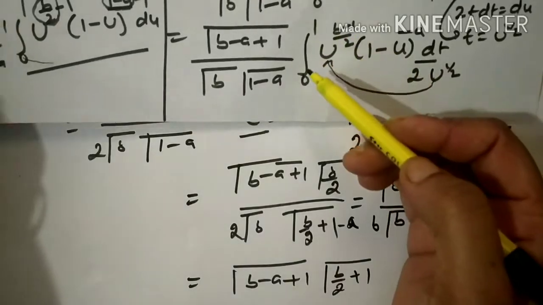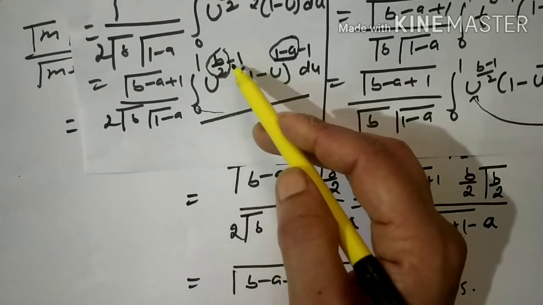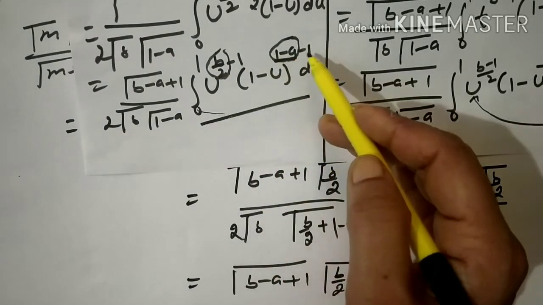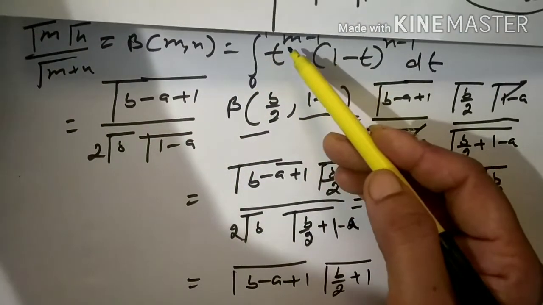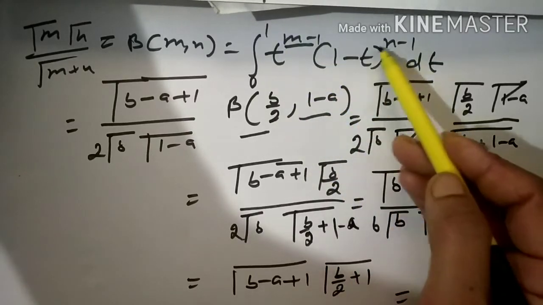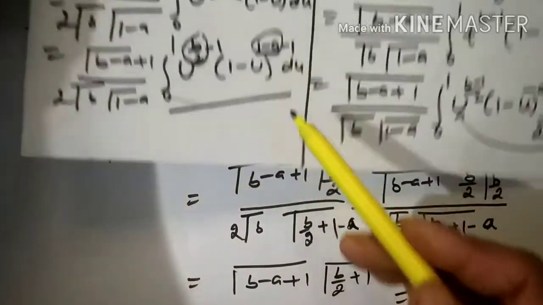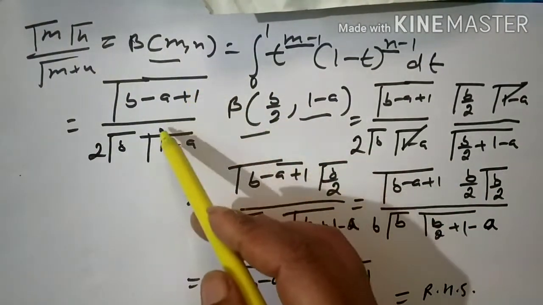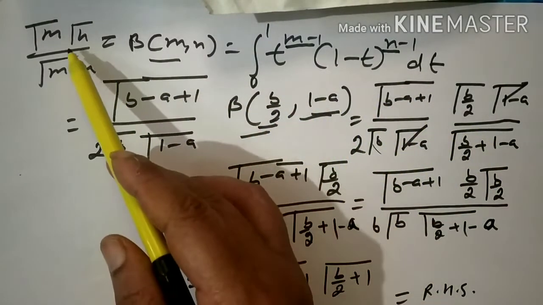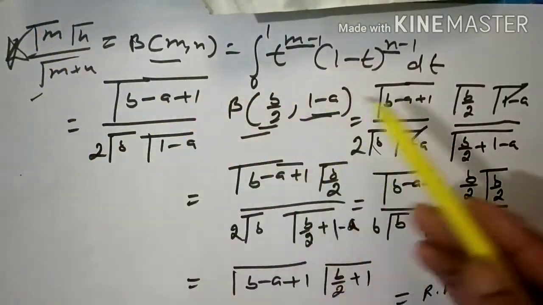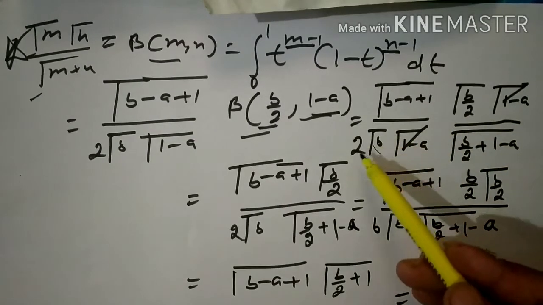So we write this integral as u raised to power b by 2 minus 1 and (1 minus u) raised to power (1 minus a) minus 1, so that we can compare this with the standard form of beta function, where the power is always m minus 1 and n minus 1. So here we have m as b by 2 and n as 1 minus a. So we write it in terms of a beta function, and the beta function is then written in terms of gamma products. This is the formula that we are going to use here, and this cancels with these two terms, and now what is left is this.